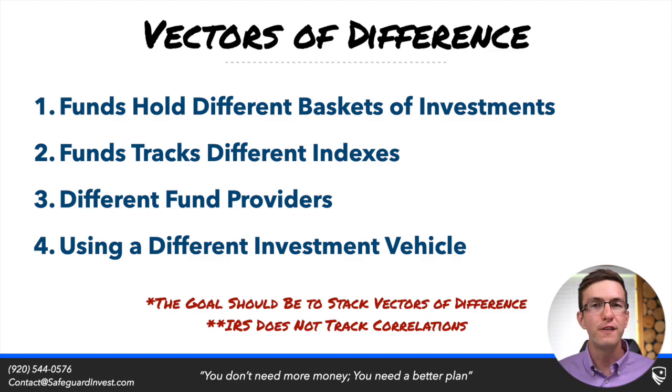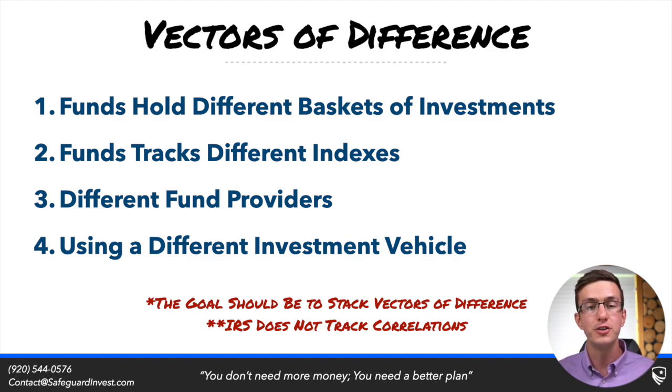Number 3 would be different fund providers. So if we go from Vanguard to State Street Global to Schwab to iShares, this once again offers another vector of difference. And then finally, using a different investment vehicle. So if before we were holding something like a mutual fund, and now we're going to hold something like an ETF, once again, that is a vector of difference, but I would argue is significantly less substantial. And so again, our goal here is to stack those differences.